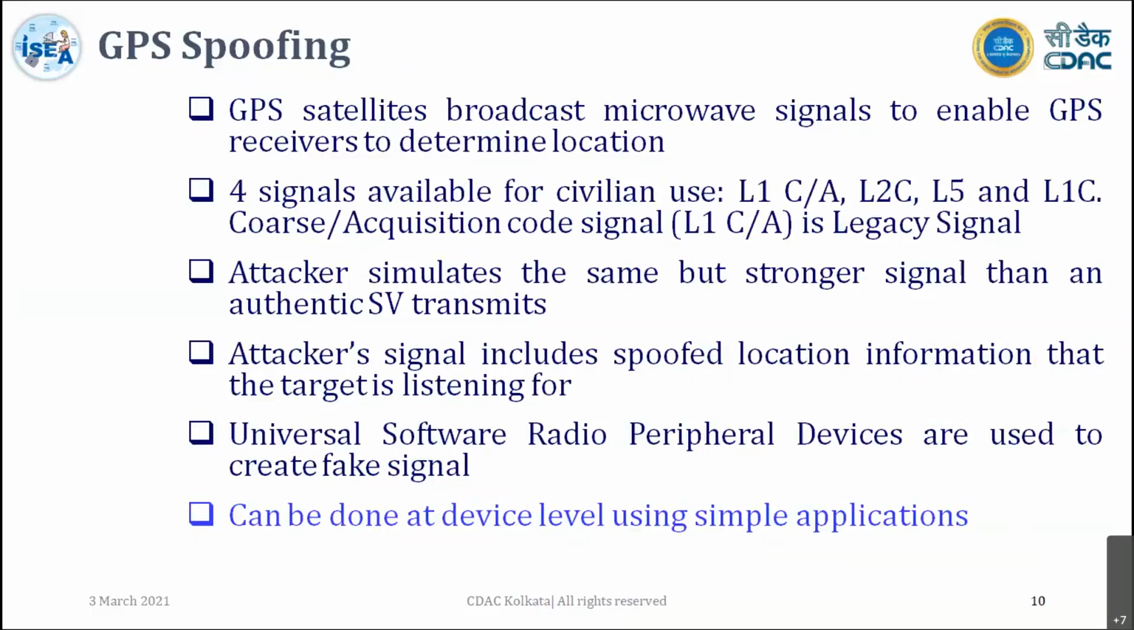Now, as I have said in the second point, 4 signals are available for civilian use in GPS: L1, L2C, L5, and L1C. Now, these signals are open, unencrypted. You understand? I mean, any mobile phone can get access to a GPS signal, and it's obviously unencrypted. And it's a very common scenario.